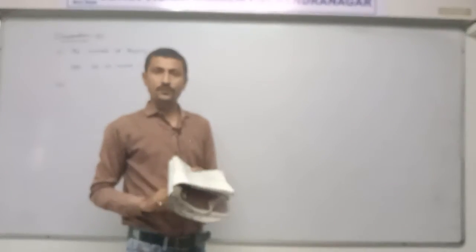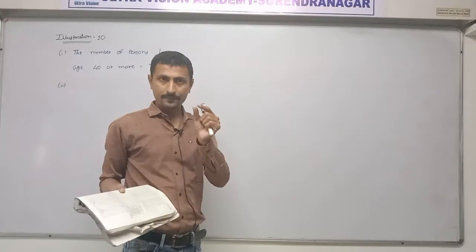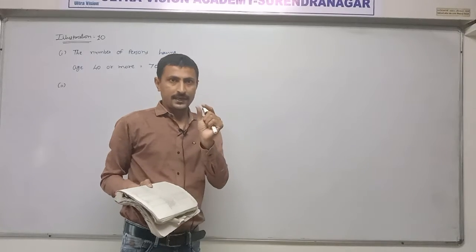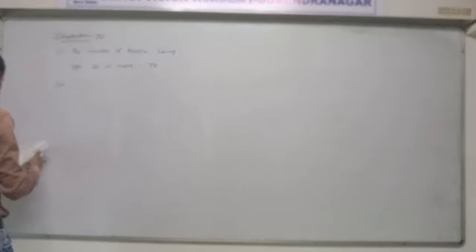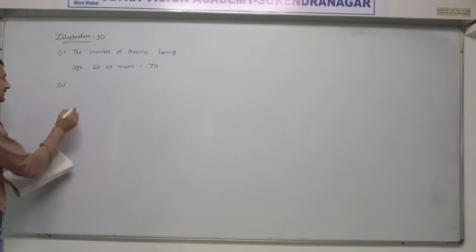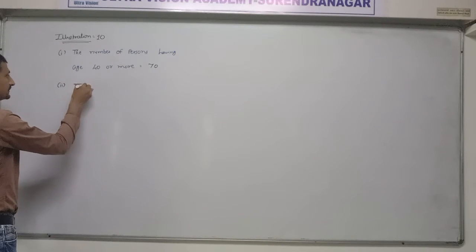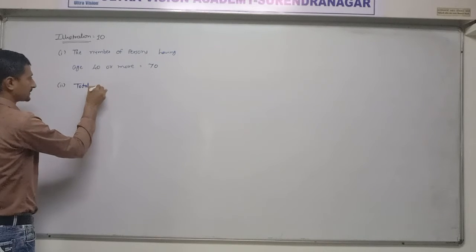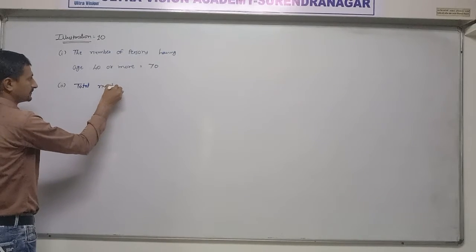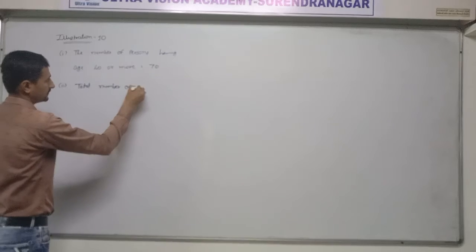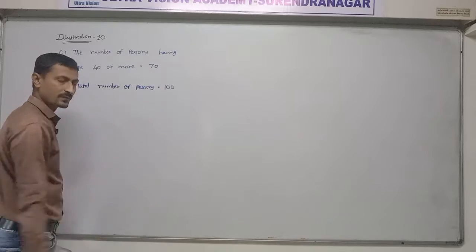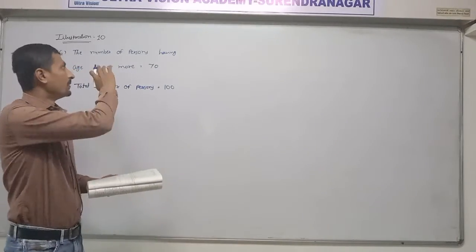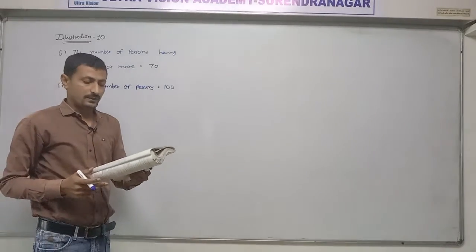Number 2. Determine the number of persons having age less than 40. The total number of persons is 100 and more than 40 is 70. So less than 40 is the difference, 30%. The total frequency is 100, the total number of persons. Having age 40 or more is 70%.